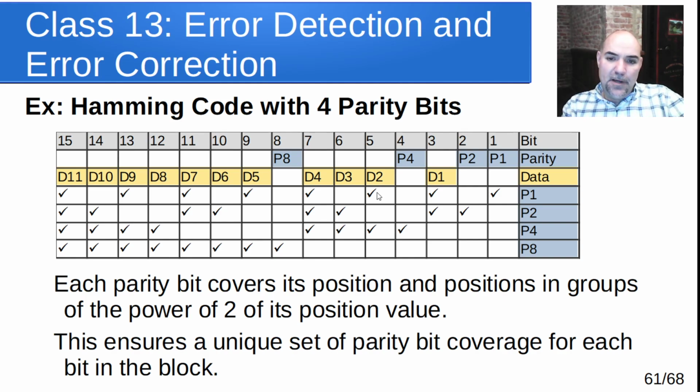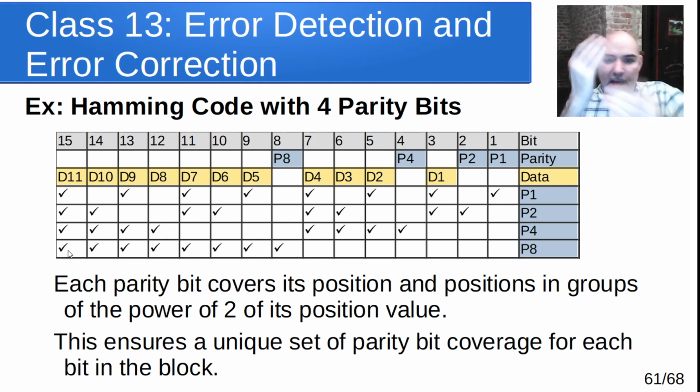D2 has P1 and P4. D3 has P2 and P4. D4 has 1, 2, and 4. D5 has these 2. D6 has those 2. D7 has those ones. And so forth all the way up to D11 has all the parity bits.